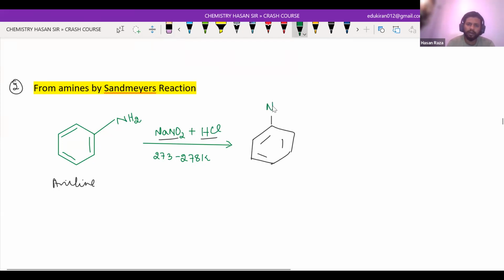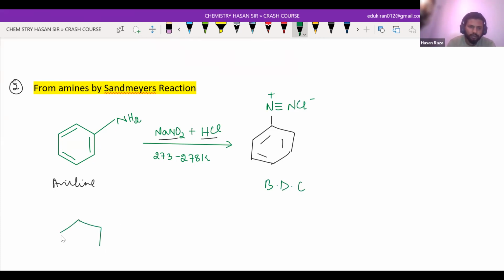I'm going to write it as N triple bond N, with a positive charge here, and Cl negative. So this will be your benzene diazonium. Since I took HCl, I'm going to write it as benzene diazonium chloride. This is your benzene diazonium chloride.